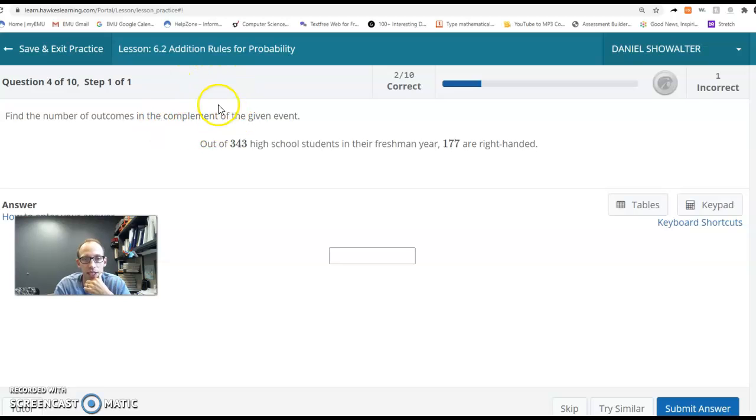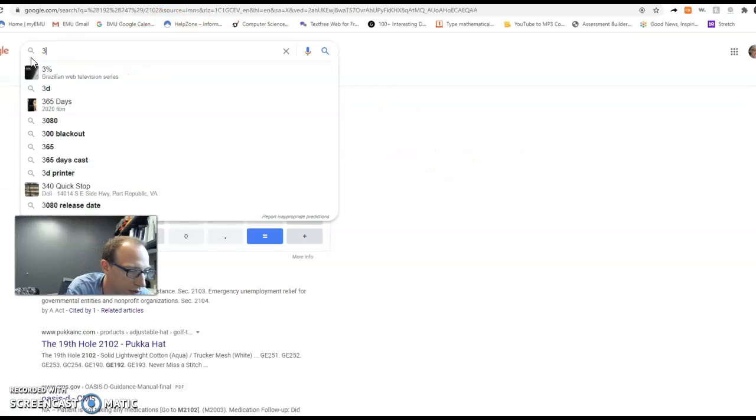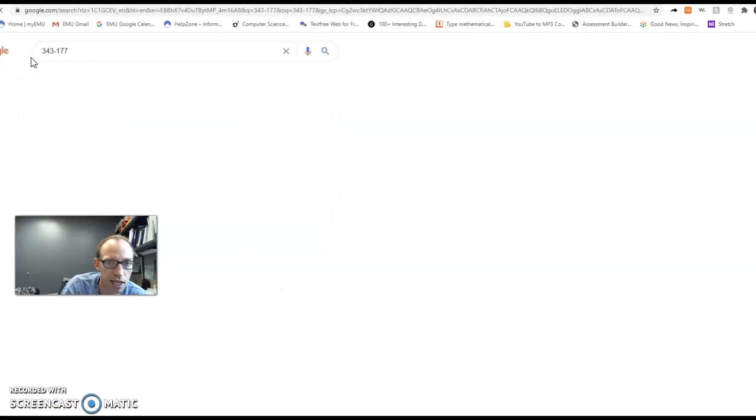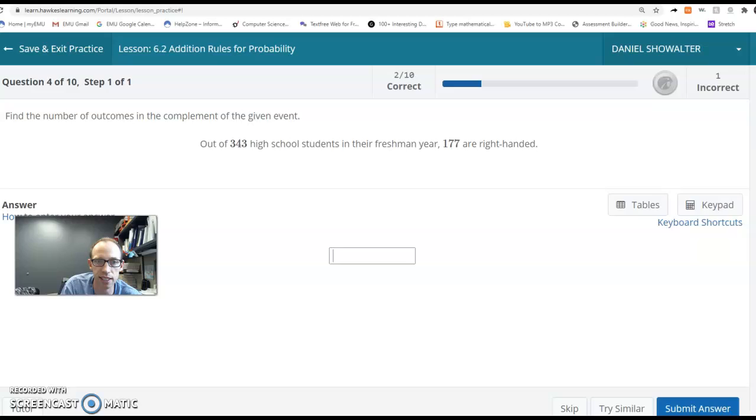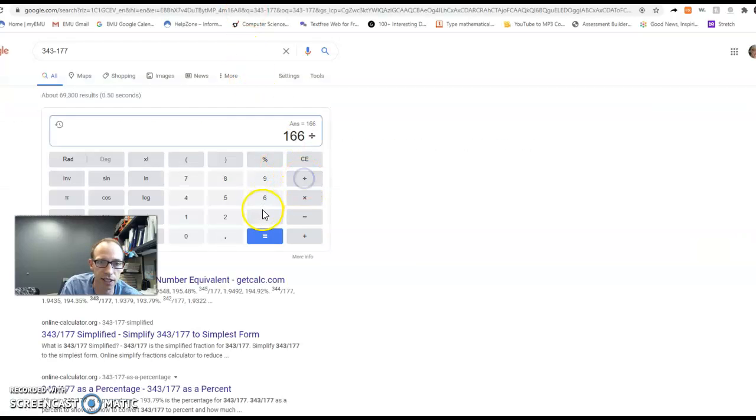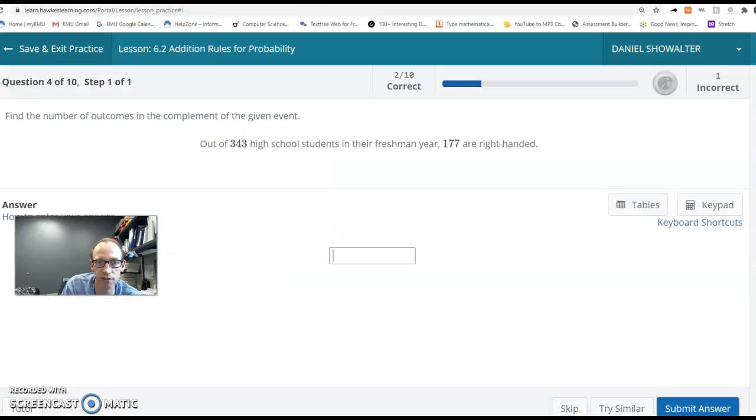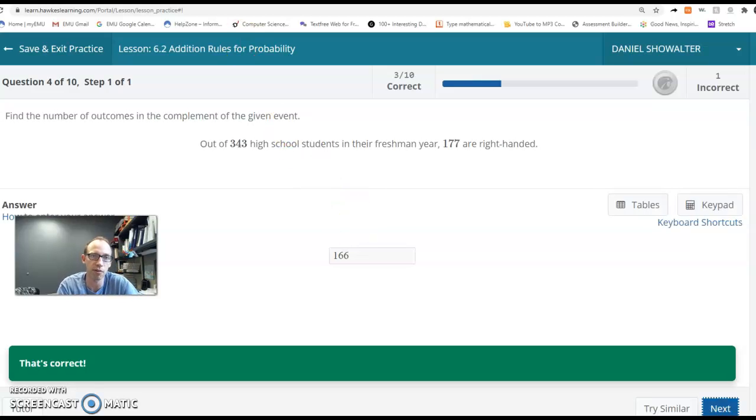Okay, complement means the opposite. So if there's 343 and we have 177, we'd want 343 minus 177. So that gives us 166, and then that's out of the entire 343. So 48 point, let's see, what do we need? Number of the outcomes. Oh, sorry. So we just needed that 166 initially. And then if we wanted the percentage that we're left-handed or we're not right-handed, that would have been 48.4%.